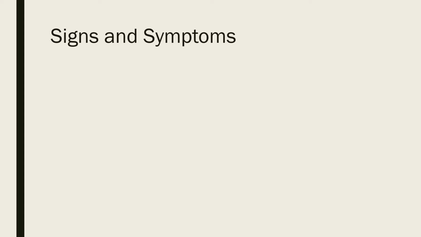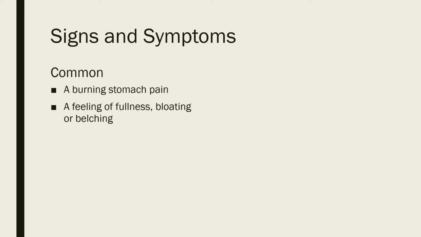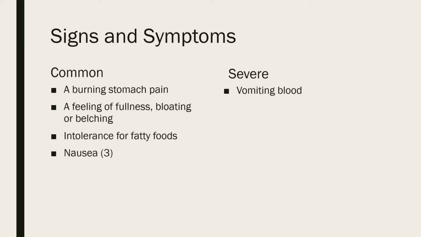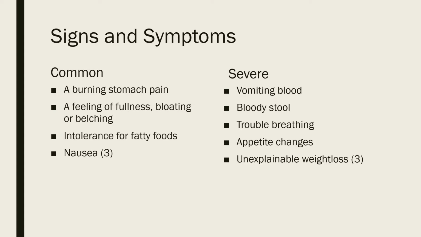Some signs and symptoms of peptic ulcer disease. There are common ones like a burning stomach pain, a feeling of fullness, bloating, or belching, an intolerance for fatty foods, and nausea. Some severe signs and symptoms would be vomiting blood, bloody stool, trouble breathing, appetite changes, or unexplainable weight loss. Patients should see a doctor immediately when over-the-counter pain medications or antacids simply don't work, or if they work and then the pain comes back rapidly.